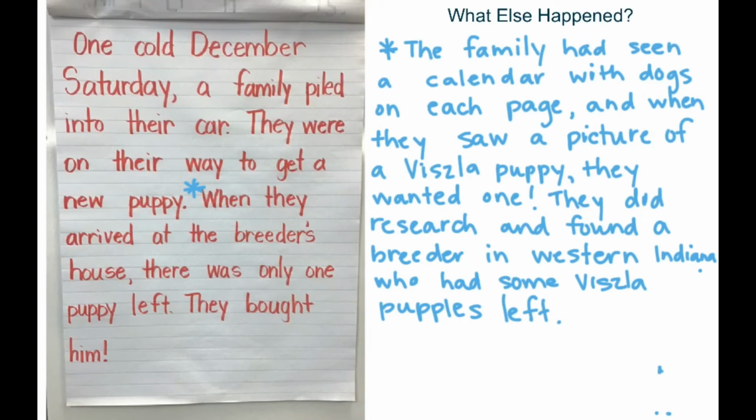Okay, so I added some more details. I wrote the family had seen a calendar with dogs on each page, and when they saw a picture of a Vizsla puppy, they wanted one. They did research and found a breeder in Western Indiana who had some Vizsla puppies left. And then when we go back over to our star, it says when they arrived at the breeder's house, there was only one puppy left, so they bought him. Okay, so then I might decide right here that I can add some more details. What happened after they bought the dog?